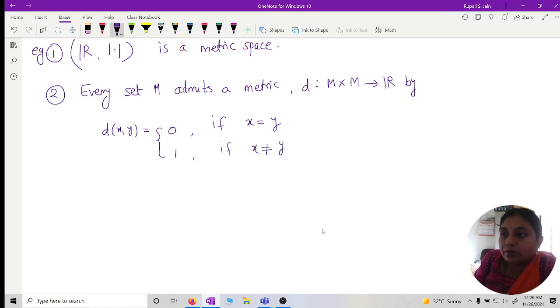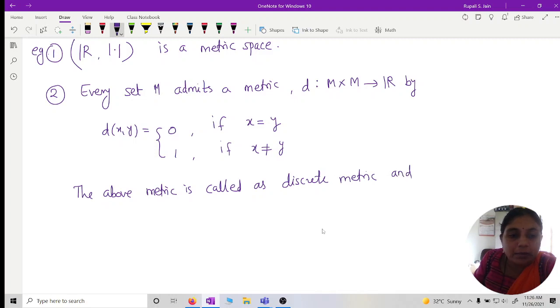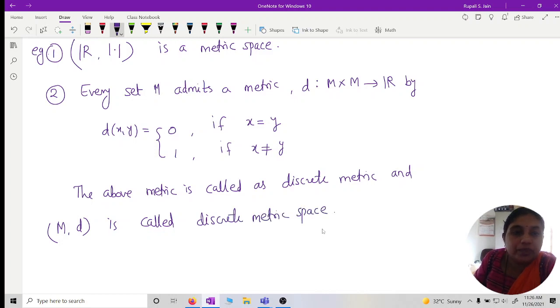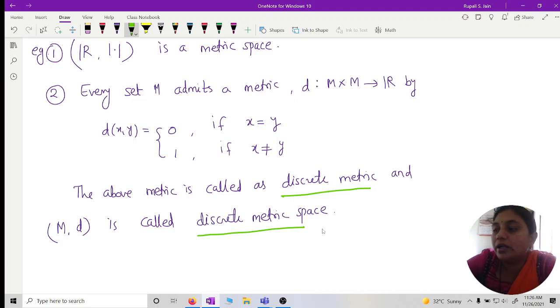The above metric is called the discrete metric. And M with this discrete metric is called a discrete metric space. Is that okay? Yes, ma'am. Discrete metric and discrete metric space. Many times for examples and counterexamples we will use this discrete metric space. So at that time you have to know what that discrete metric is.